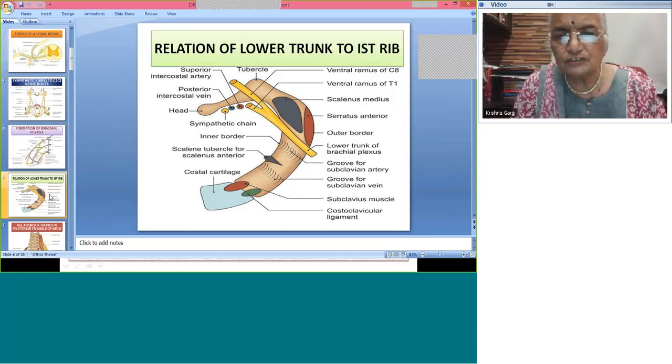In relation to the neck of the first rib, from medial to lateral side are the sympathetic chain, posterior intercostal vein, superior intercostal artery, and the lower trunk of the brachial plexus. So the mnemonic is chain pulling upon a vein, artery, and a nerve.